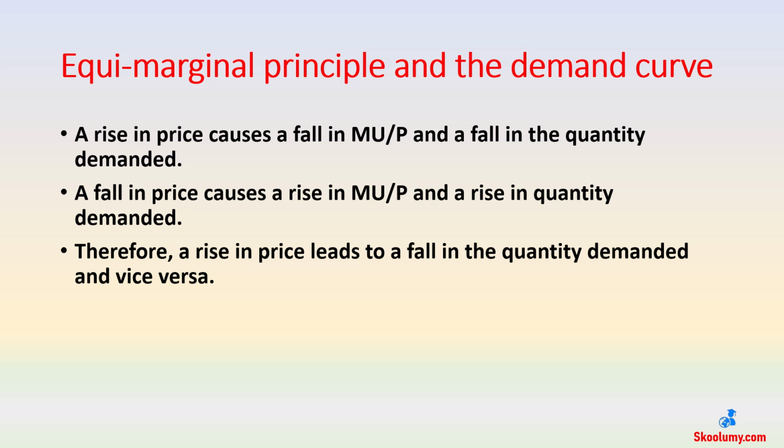A rise in price causes a fall in MU per price, and a fall in the quantity demanded. A fall in price causes a rise in MU per price, and a rise in quantity demanded. Therefore, a rise in price leads to a fall in the quantity demanded and vice versa.